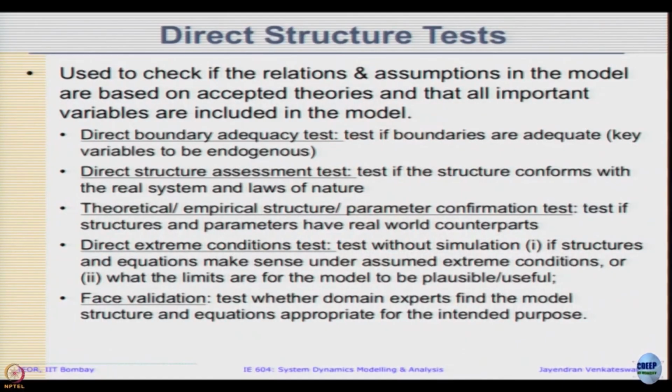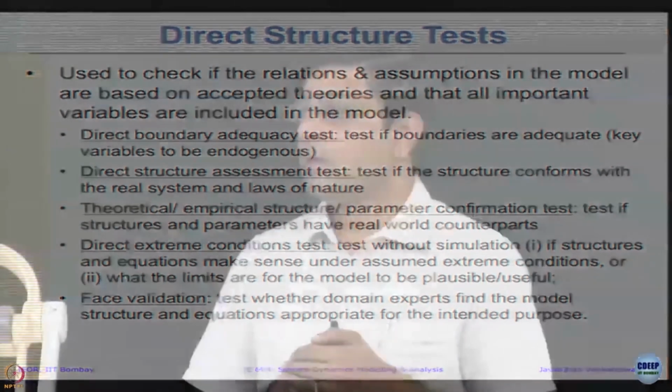Let us take a little more detailed look at each of these broad test categories. The direct structure test is used to check if the relation assumptions are based on accepted theories and that all important variables are included in the model. For example, if you are setting up initial values, do the initial values follow what is actually being represented as initially available materials and stocks? If you are setting up some desired variables and in reality people are following, say, Little's law to compute those variables, does the model also include that? So, these can be tested without even simulating the model.